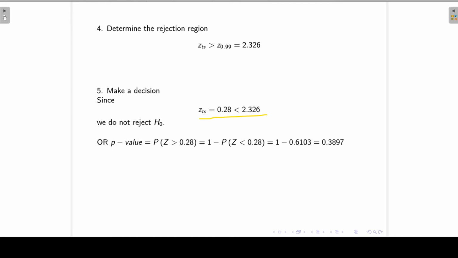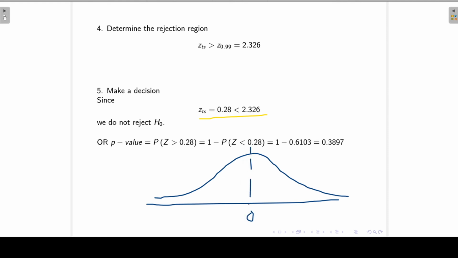We can also make use of the p-value method. So the p-value method is, if this is my normal distribution, this is 0, my observed test statistic value was 0.28. Because I'm testing a right-sided alternative, my p-value will be the area to the right of my observed test statistic. So my p-value will be that red area.